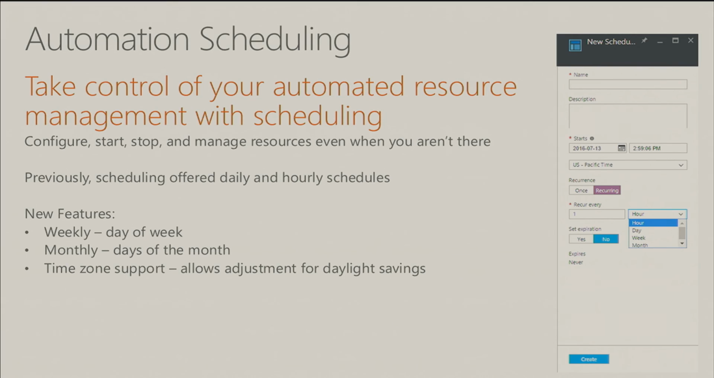A good example of this, a lot of customers come to us and say, I am constantly spinning up VMs for my developers, and then they leave them on all night and waste so many compute hours. With automation scheduling, you could kick off a schedule for a runbook that stops all the VMs every night at 9 p.m., and another one that turns back on all the VMs by 7 a.m. the next morning. Now, previously, we only offered daily and hourly schedules. But after getting customer feedback, we've opened up more options, including weekly and monthly scheduling options, as well as time zone support and daylight savings time support.